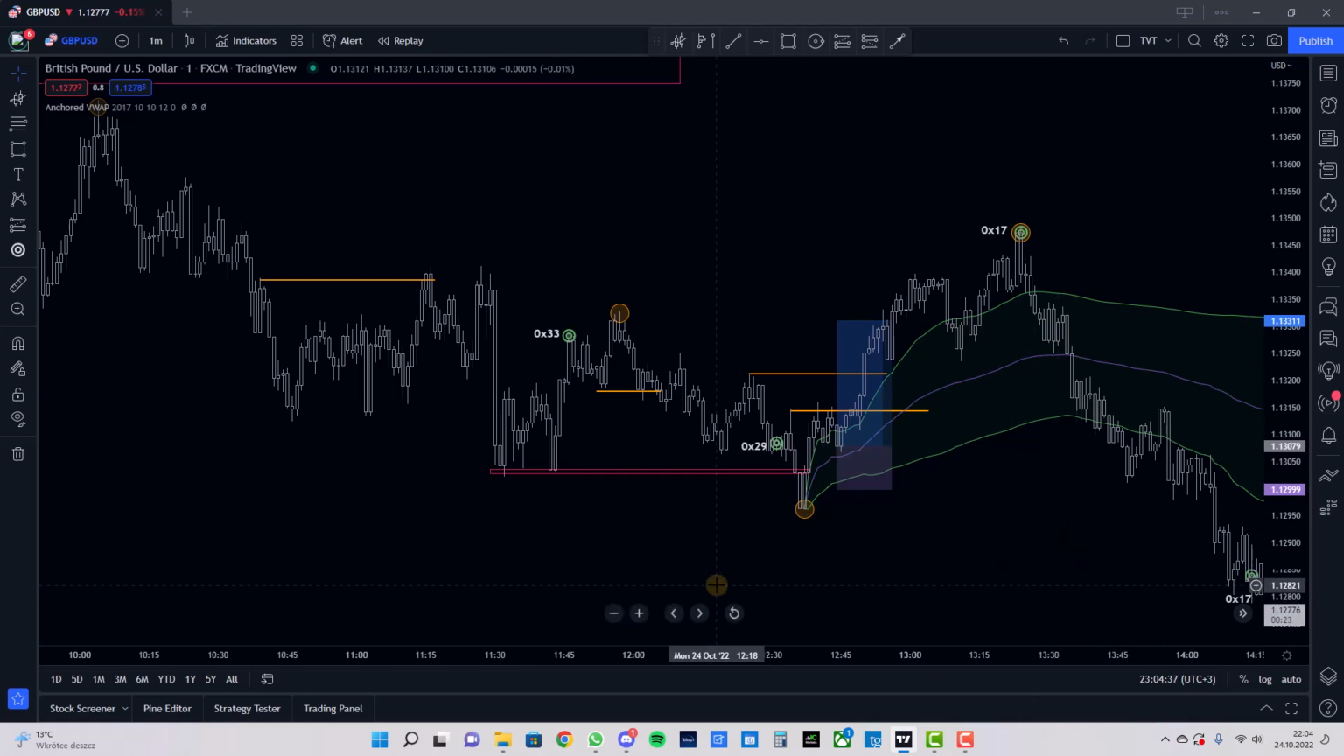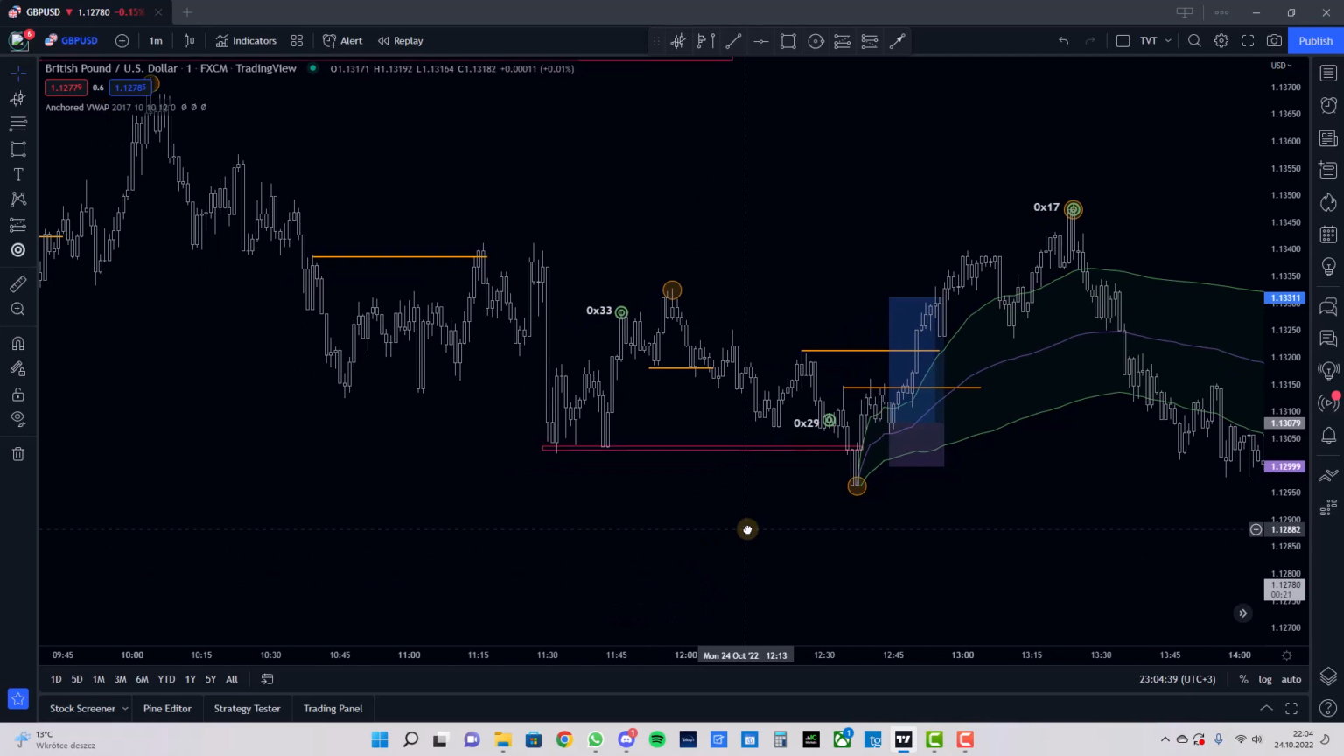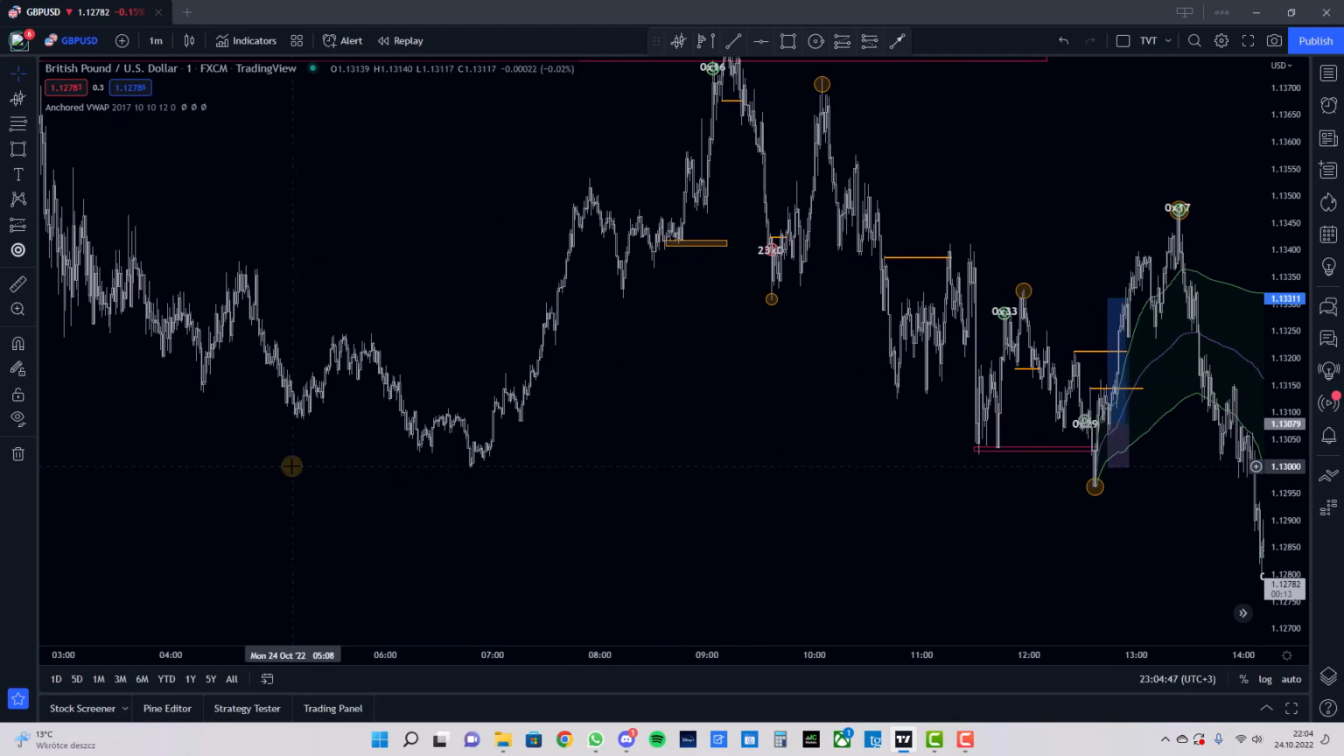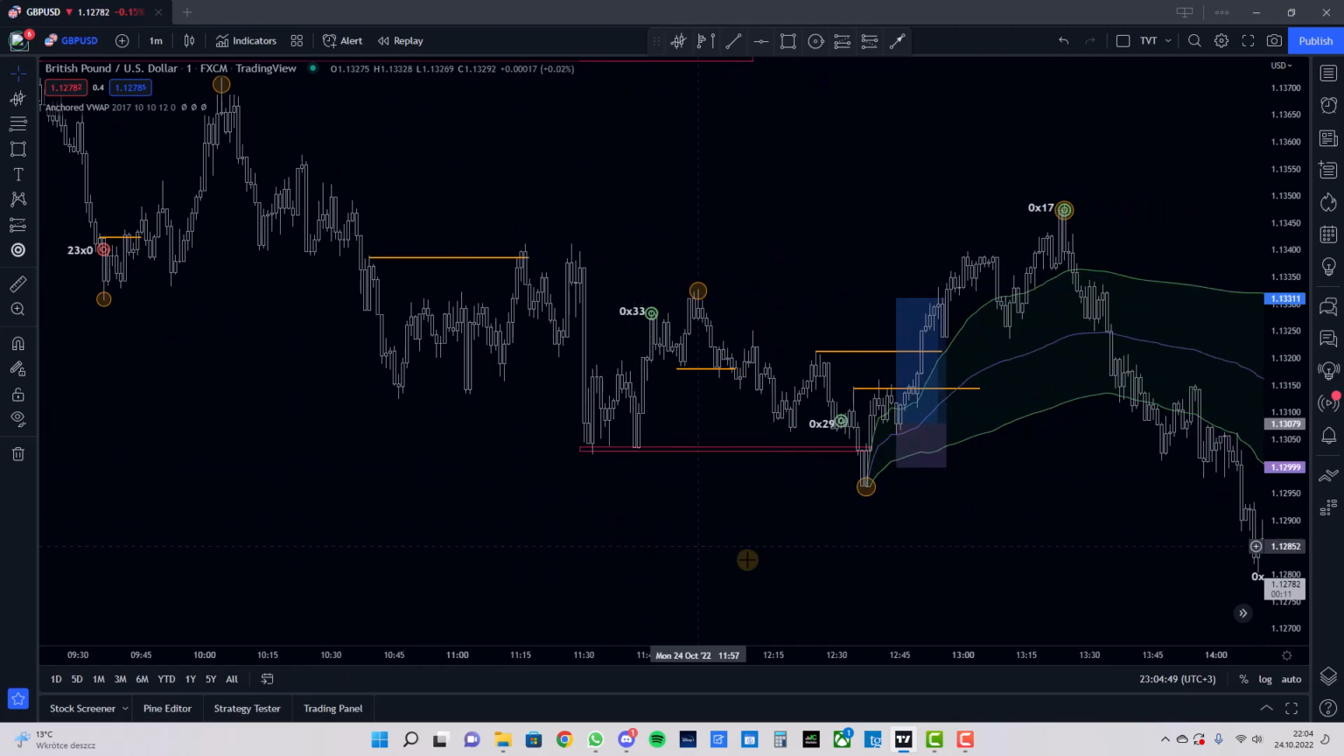Of course, these are now examples on the ranging market. Yes, all day was in one range. I am not checking if there's any supply or demand. I am just showing you how to use this tool based only on M1.